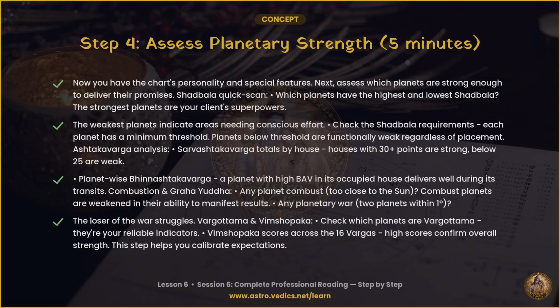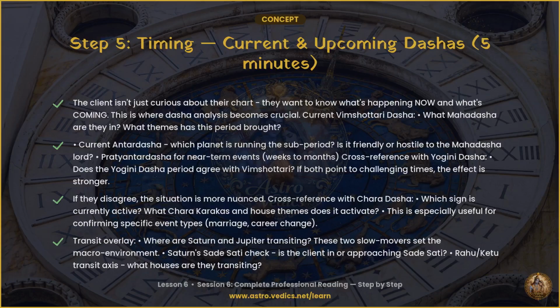Vargottama and Vimshopaka. Check which planets are Vargottama. They're your reliable indicators. Vimshopaka scores across the 16 Vargas. High scores confirm overall strength. This step helps you calibrate expectations. A beautiful Raja Yoga with a combust, low Shadbala planet won't deliver as dramatically as one with a strong planet. Step 5. Timing. Current and upcoming dashas, 5 minutes.